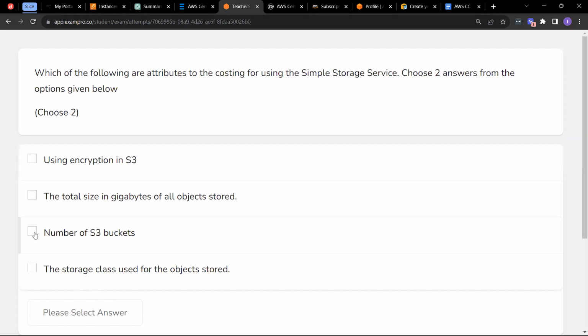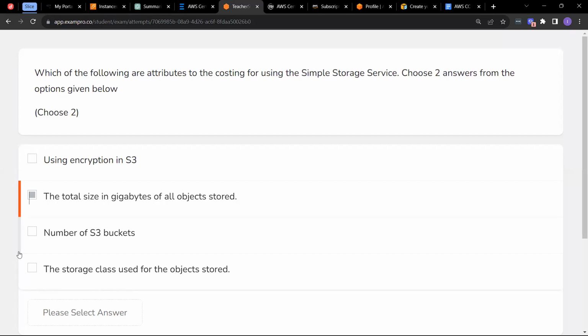But it's the storage class. So it's the size of the data that you are charged for, right? So the total size in gigabytes is correct. And the storage class, so we talked about the Standard IA, the Glacier, and then the Glacier Deep Archive. So these are the classes.